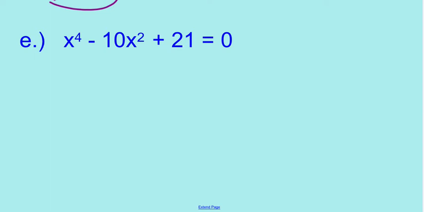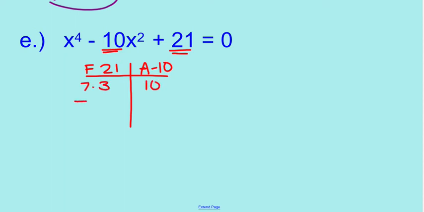Going down to E. We want to factor that. So we're going to make our chart. Say, what are the factors of 21 that add to negative 10? So you can multiply 7 times 3 together and you get positive 10. Negative 7 times negative 3 together and you get negative 10. Well, there's the one we want.